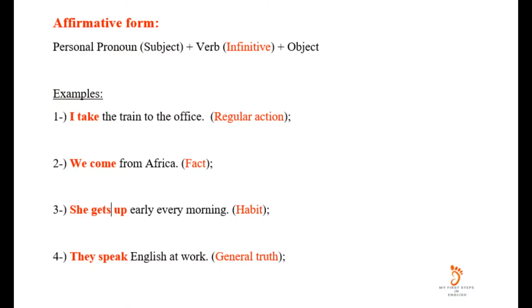Like any other tense in the English language, the present simple tense has four different forms, and we'll go through them all together. First of all, let us see the structure of the affirmative form. We have the personal pronoun or the subject, we have the verb in the infinitive form, and then we have the object. And we have four examples according to the context.